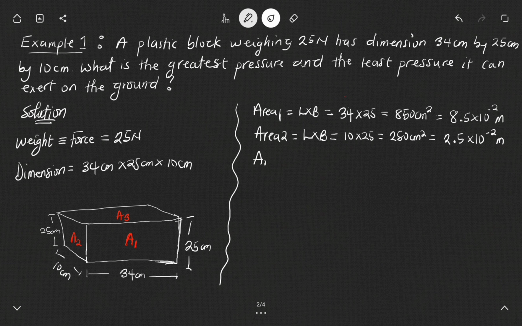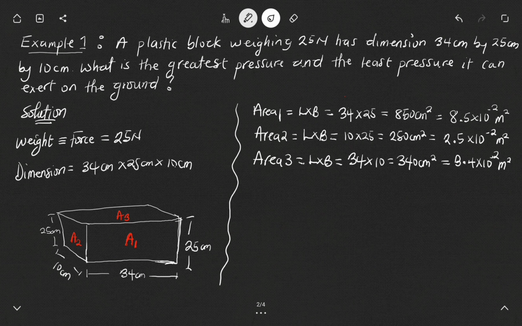Alright, let's calculate area 3. For the third area, which is at the top over there, the length is 34 and the breadth is 10. So we have length times breadth, 34 multiplied by 10, which is equal to 340 centimeters squared. Then if we convert that to meters, we'll have 3.4 times 10 raised to the power minus 2 meters squared.